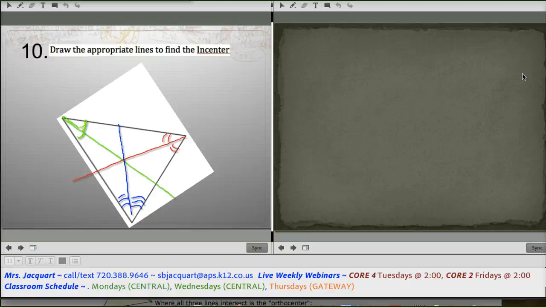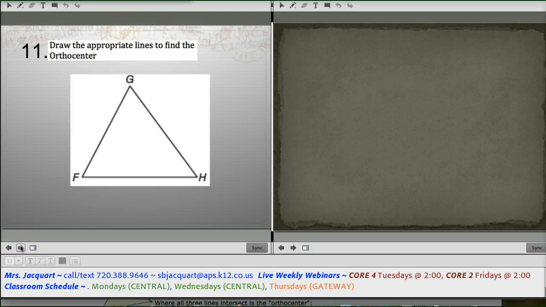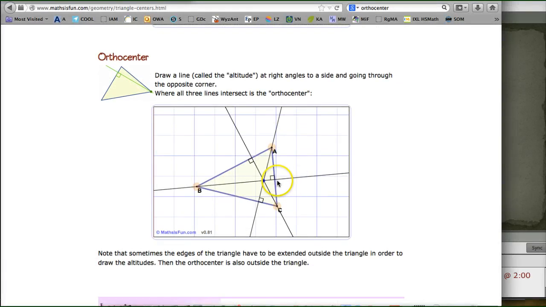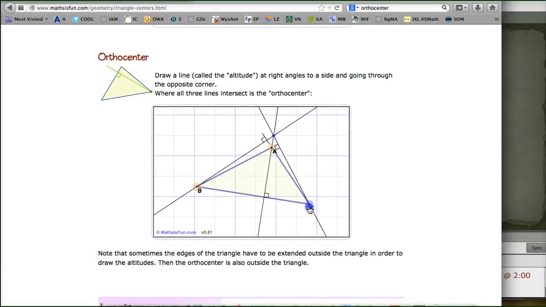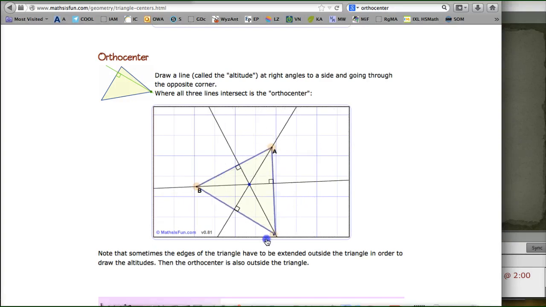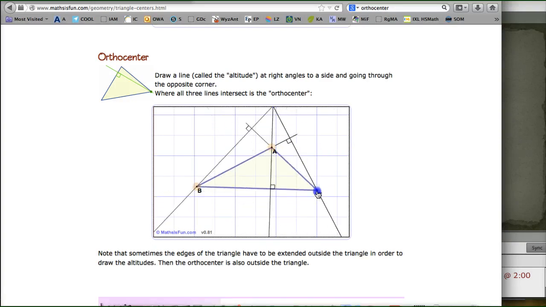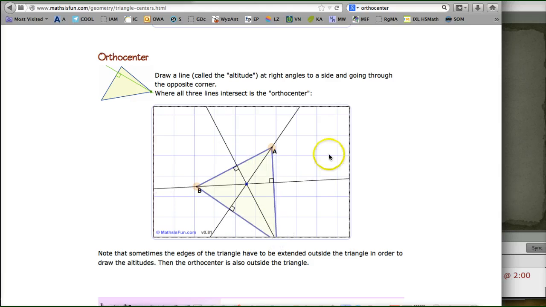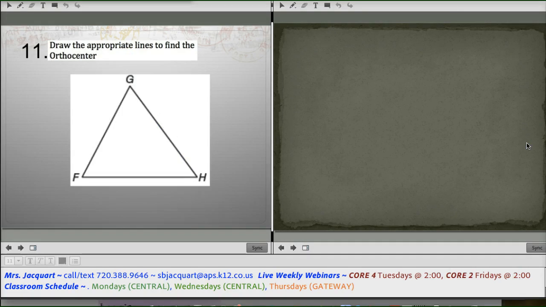So this would be my incenter. Cool. Use rulers, use protractors. And let's draw the orthocenter. So let's go look and see what an orthocenter is. It's all your altitudes stuck together. The point can be on the outside, and it can also be on the inside. Cool. Okay, so let's go back and draw our orthocenter. We said altitudes.